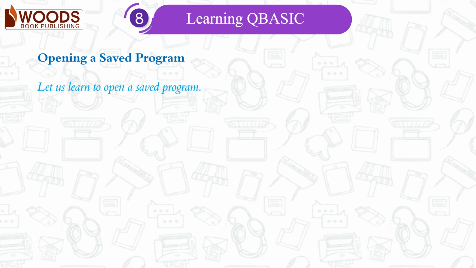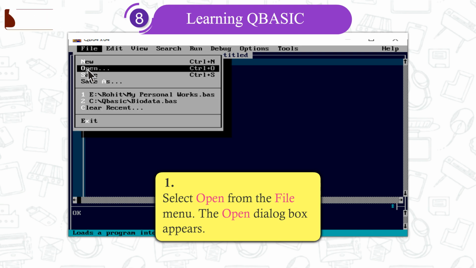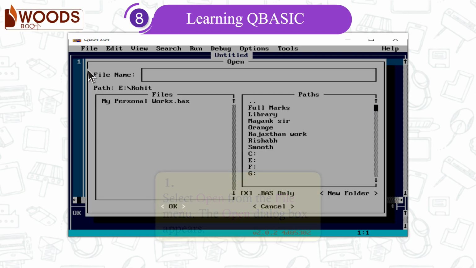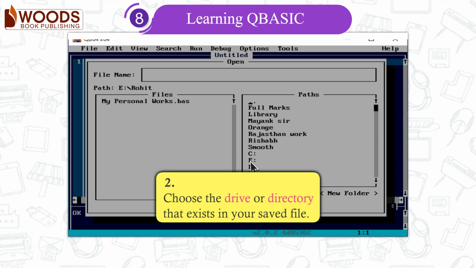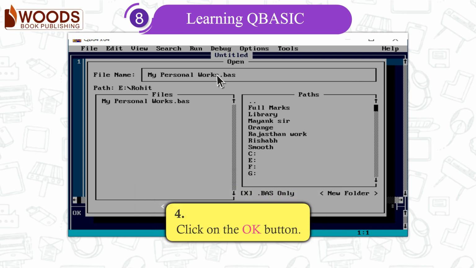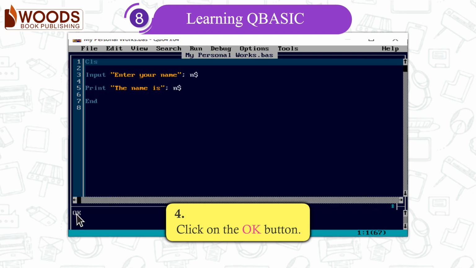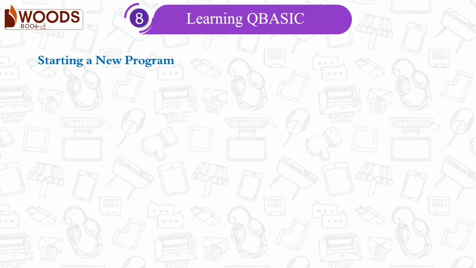Opening a saved program. Let us learn to open a saved program. 1. Select Open from the File menu. The Open dialog box appears. 2. Choose the drive or directory that contains your saved file. 3. Enter a file name in the File Name text box or select the file name from the list displayed. 4. Click on the OK button. Note: you can also execute a program with the help of the F5 key.